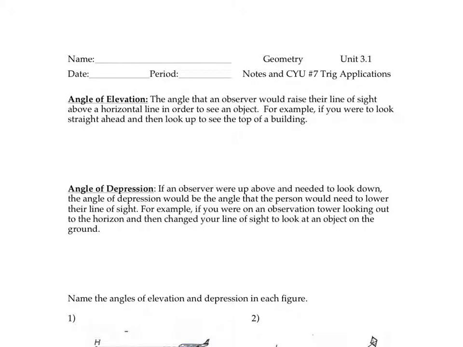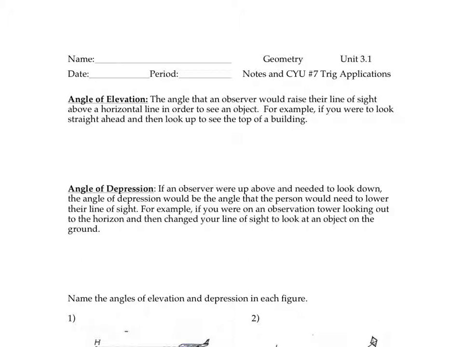Hey everybody, in today's lesson from Unit 3.1, we're going to learn how to solve application problems using our sine, cosine, and tangent functions. First of all, we need to learn a little bit about something called an angle of elevation and an angle of depression. An angle of elevation is the angle that an observer would raise their line of sight above a horizontal line in order to see an object.